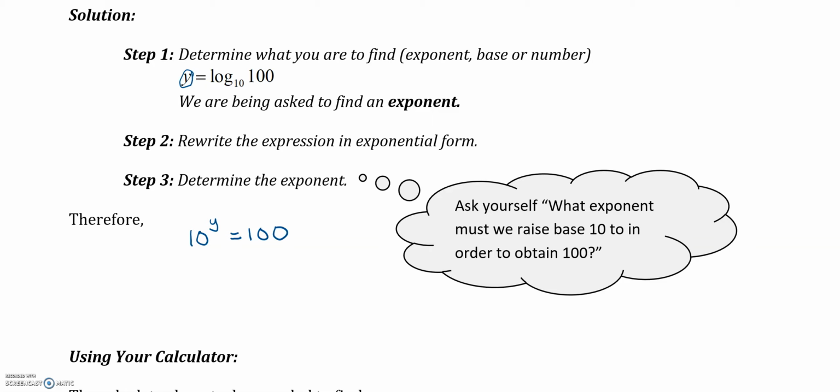In step 3, we want to determine the exponent. What you need to ask yourself is what exponent must we raise base 10 to in order to obtain 100? So recall that 100 is equal to 10 to the power of 2. Therefore, our exponent, or the missing value, is y is equal to 2.